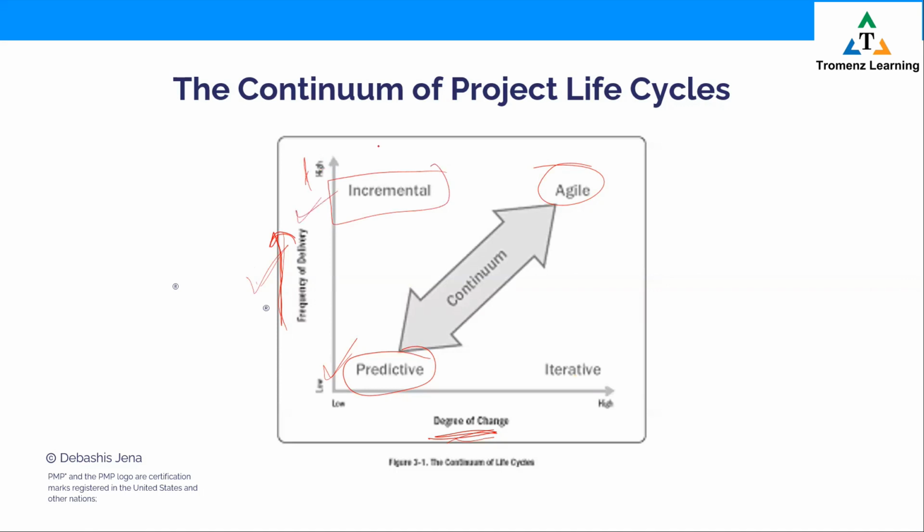On the contrary, look at another example. Here, where is iterative a good idea? Degree of change is high. We're expecting a lot of changes. But what about delivery? No frequent delivery. We will be delivering only once, at the end of the project. So there iterative is a good idea. So we have iterations to improve the product, but no partial release. Release would only happen at the end of the project.